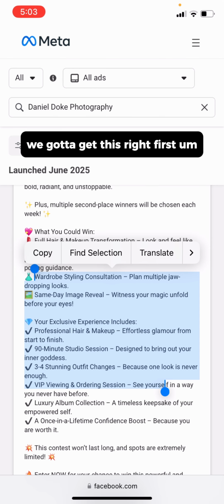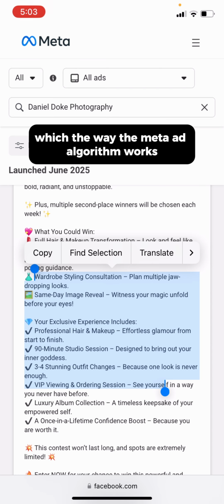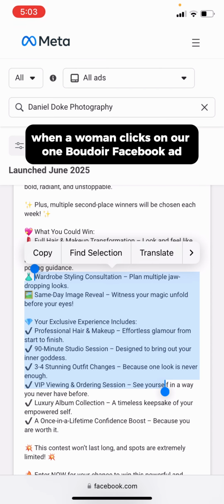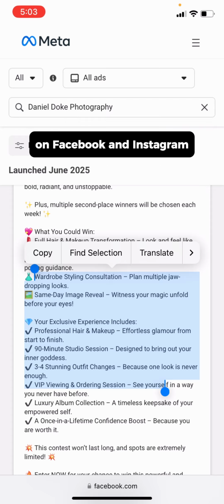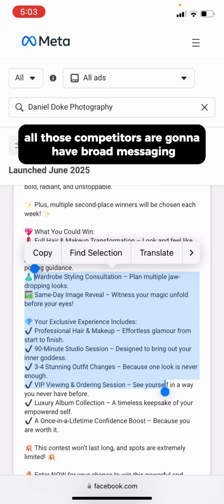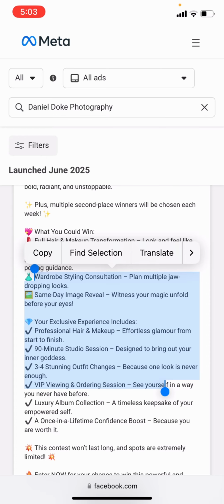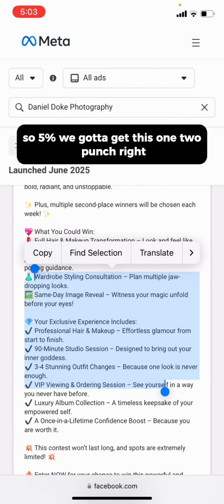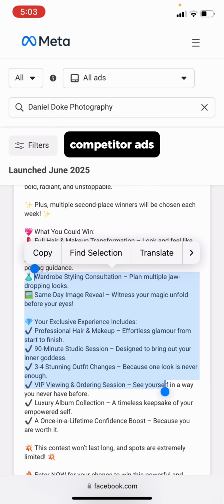First reason is because we're more specific. The way the Meta ad algorithm works, when a woman clicks on our one boudoir Facebook ad, they're getting hit with 20 boudoir Facebook ads on Facebook and Instagram in the next 24 hours. Literally all of our competitors being shown to them. Now all those competitors are going to have broad messaging. Probably half will be copying from each other, so they'll be all the same messages. So that's 5% of why we got to get this 1-2 punch right: we'll actually stand out once they see all those other boudoir photographer competitor ads.